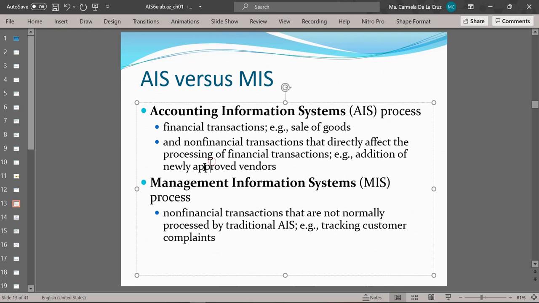So, tapos, kung bababa tayo dito sa MIS, it processes non-financial transactions that are not normally processed by AIS. So, parang, sir, parang ang gulo ah. Kapag AIS, financial tsaka non-financial. Pag MIS, non-financial. So, paano natin kaya malalaman kung yung non-financial ba ay pinaprocess ng AIS or ng MIS?